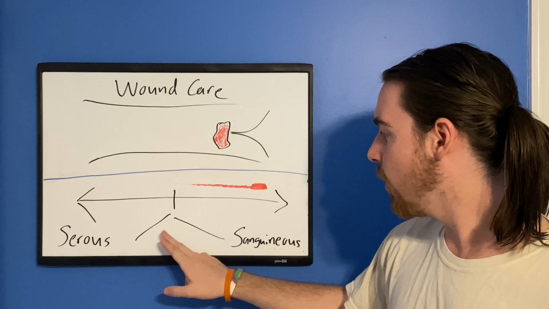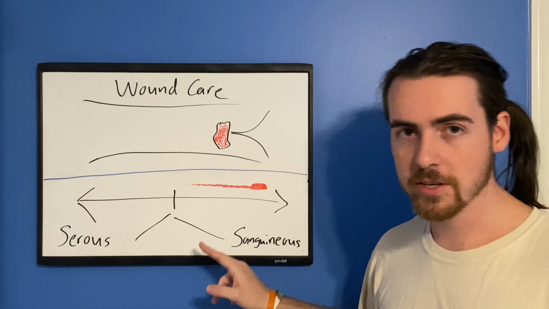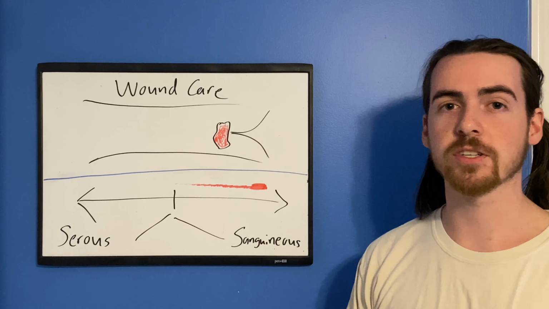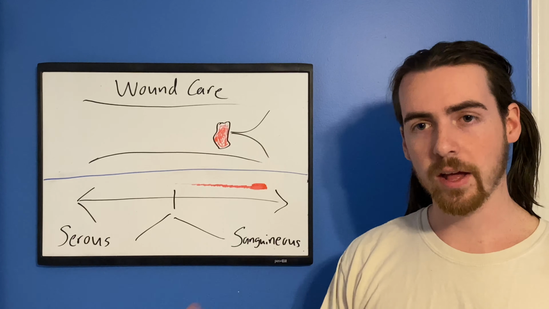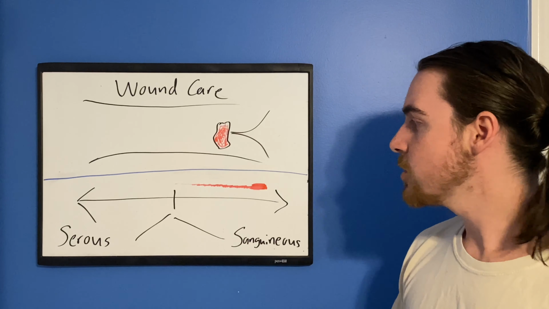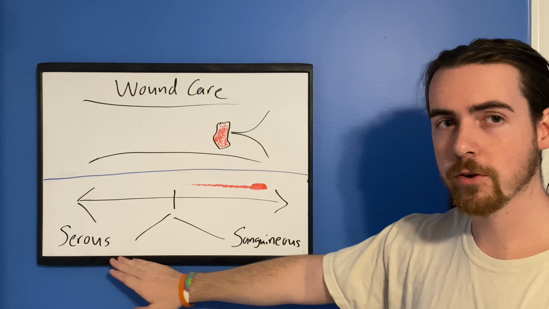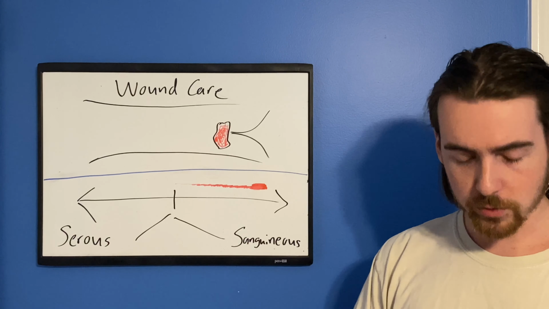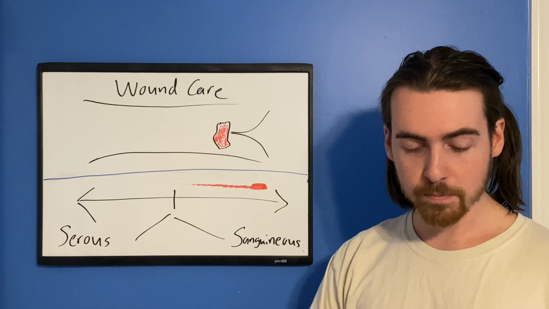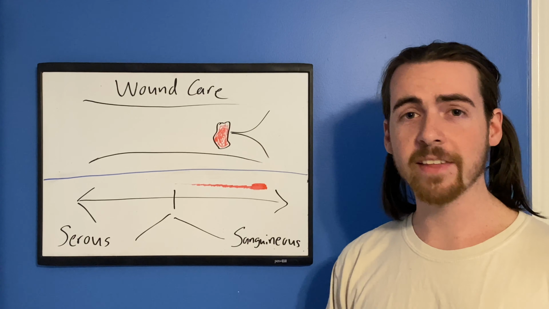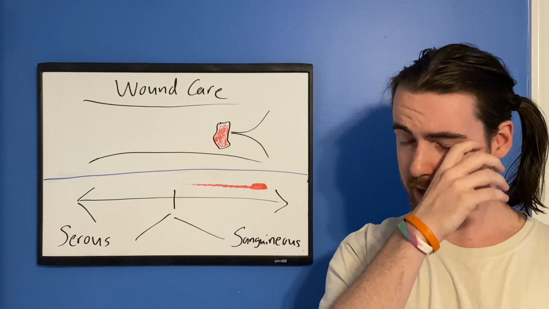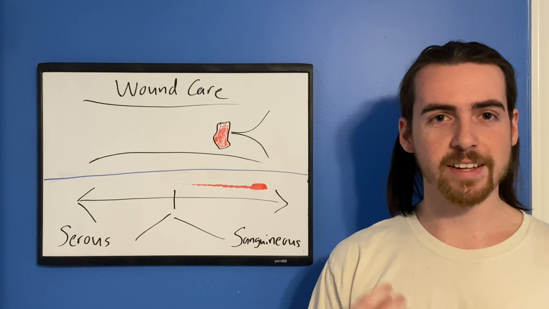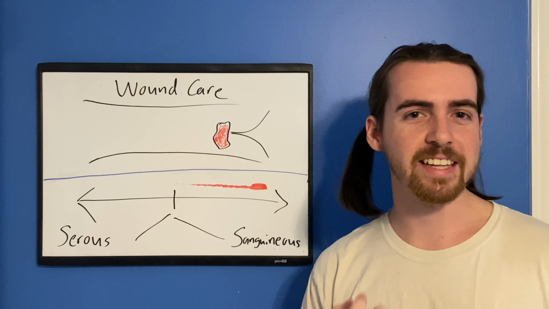But in this middle part, we have what is known as serous sanguineous drainage, and that's when you start to see that red coloring. You start to see the blood come out of the wound. So serous is clear, and the further you get to sanguineous, the redder your drainage gets. One thing I also want to mention is that there is purulent drainage, and that can be the result of infection. Purulent is basically pus coming out of the wound, characterized by an aromatic, thick yellow substance.